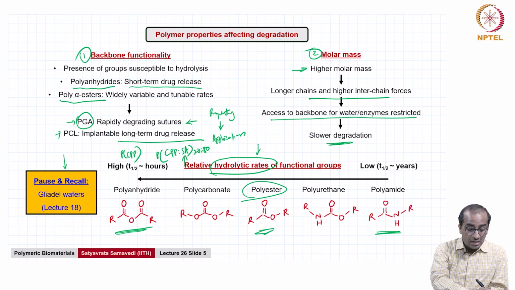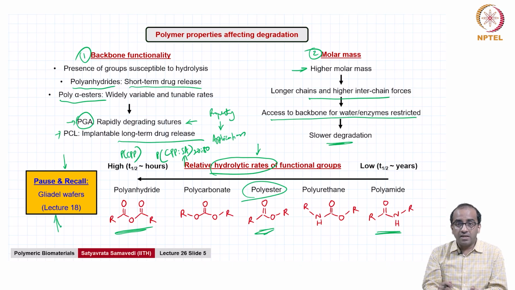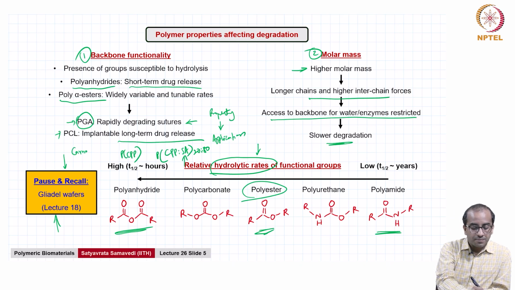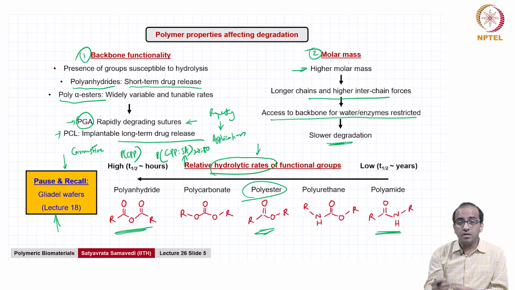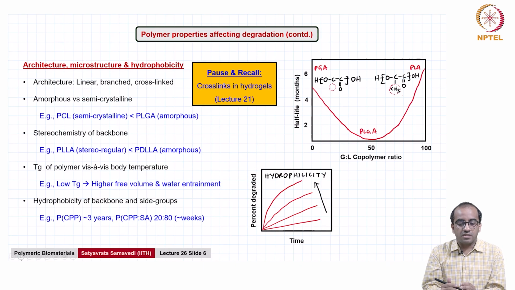And again, we have seen that that can be of great relevance in these Gliadel wafers, where this drug, carmustine, an anti-cancer drug, is loaded. For glioma patients, after the tumor is removed, before the head is sutured up, these wafers are placed inside and they release this drug over time. The other way to control degradation rates is by controlling the molar mass. So these are at least two aspects you have seen. There are some more, as we will look at on the slide.